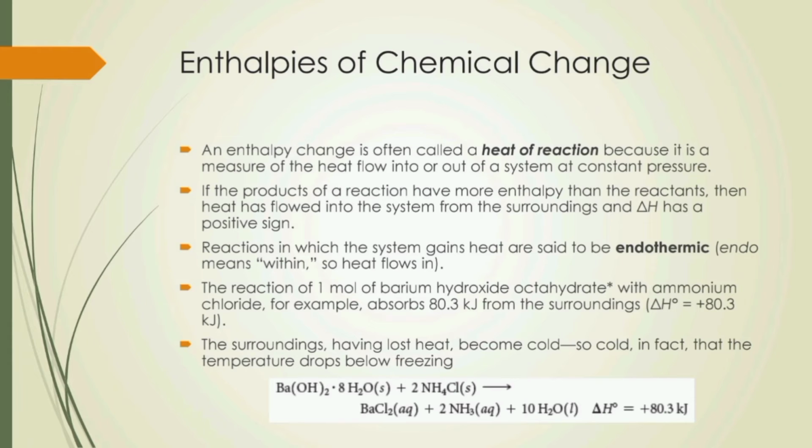If the products of a reaction have more enthalpy than the reactants, then it means that heat has flowed into the system from the surroundings, and delta H has a positive sign. This is the sign convention for the enthalpies of chemical change. Reactions in which the system gains heat are said to be endothermic, which means within. So the heat flows inside the system. For example, the reaction of 1 mole of barium hydroxide octahydrate with ammonium chloride absorbs 80.3 kilojoule from the surroundings, which is the delta H naught.